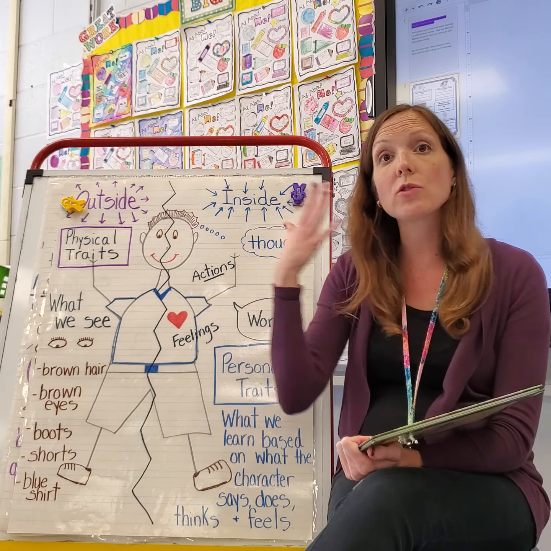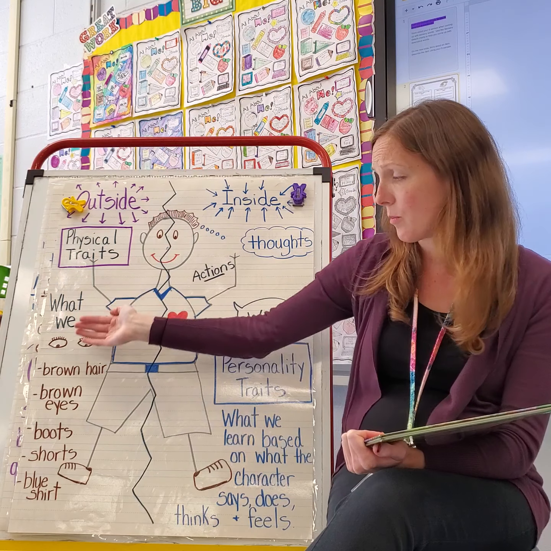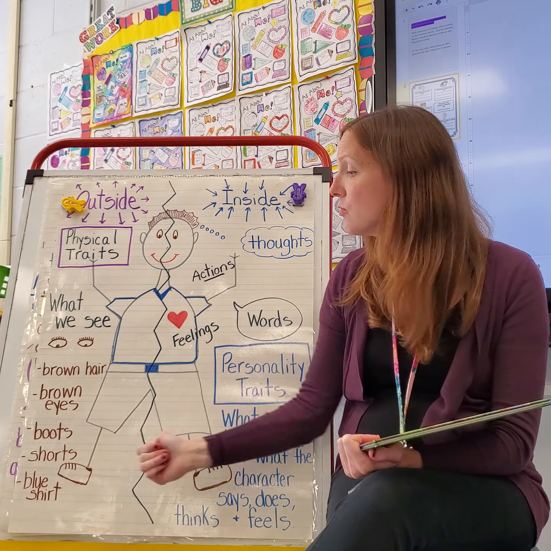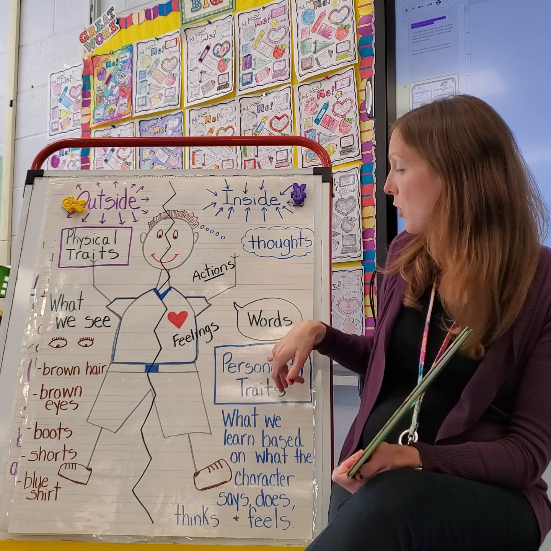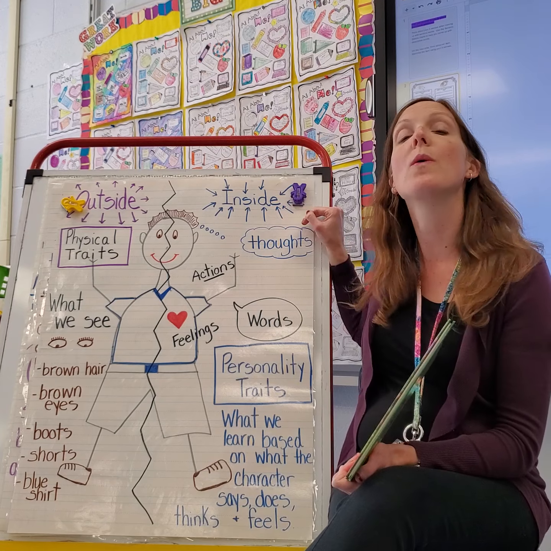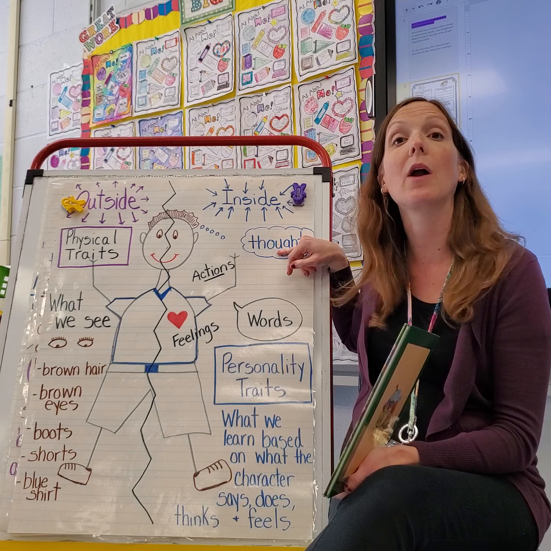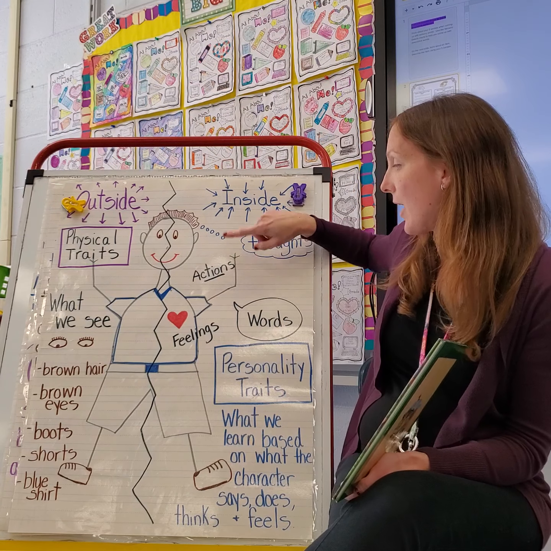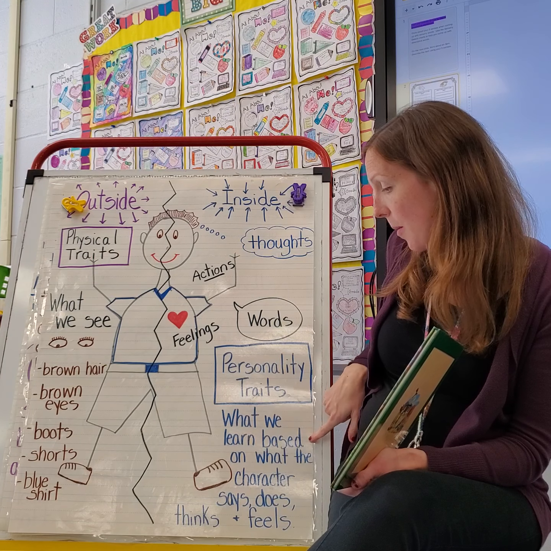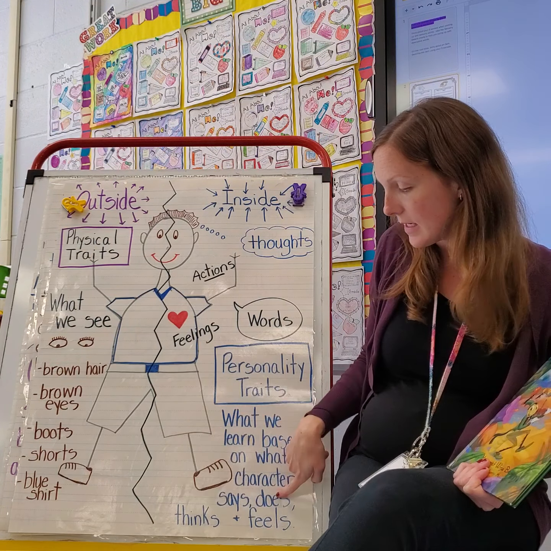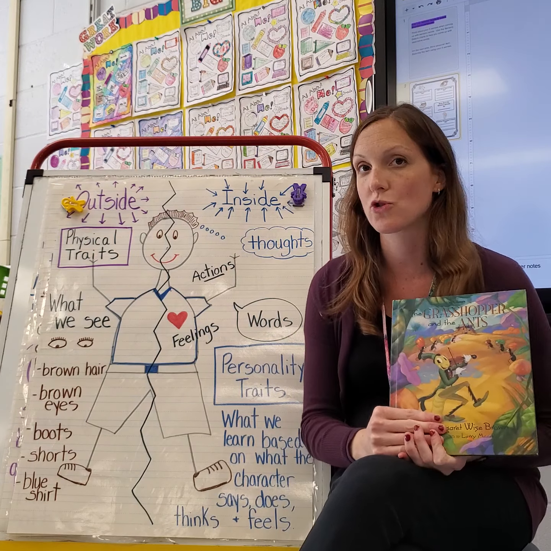Not physical traits. Physical traits are what somebody looks like, okay, what we see on the outside. So here we have brown hair, brown eyes, boots, shorts, blue shirt, okay? Those would be considered physical traits. Character traits or personality traits are what we see on the inside. So think about what characters' thoughts are, their actions, their feelings, words that they say, what we learn based on what the character says, does, thinks, and feels. So those are character traits.